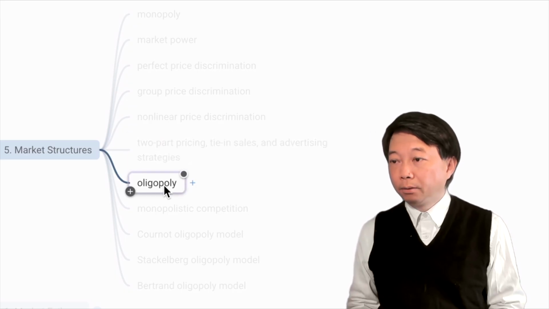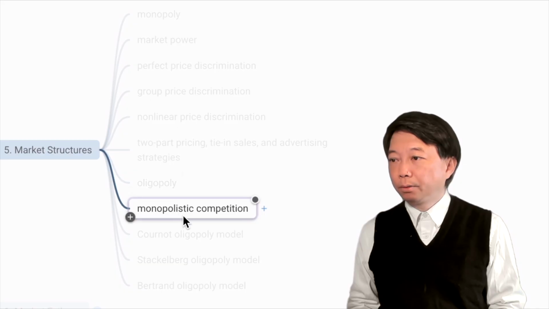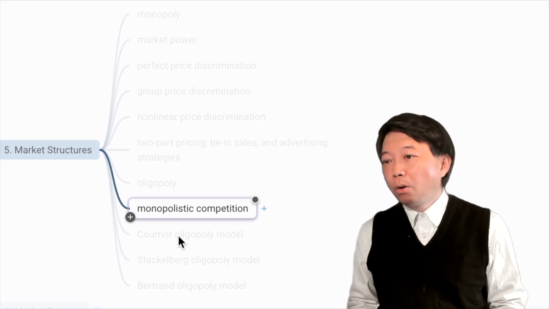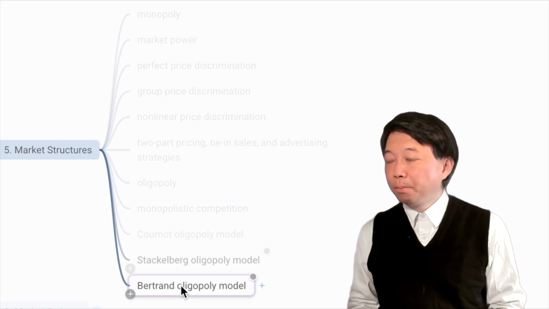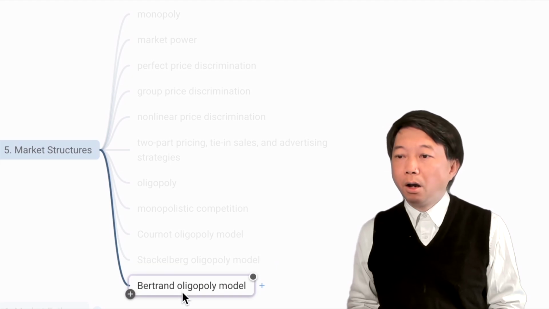Oligopoly and monopolistic competition are two other market structures we will explore. We will cover the Cournot oligopoly model, Stackelberg oligopoly model, and Bertrand oligopoly model.